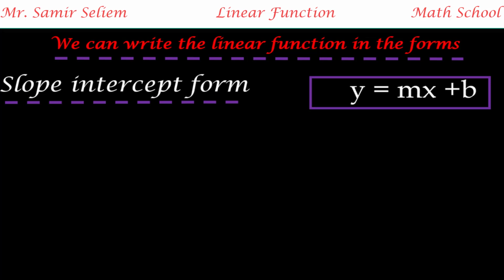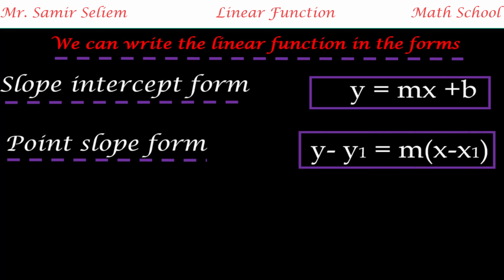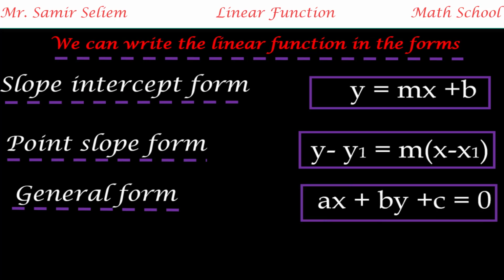And what is the second form? The second form is the point-slope form. The point-slope form is y minus y sub 1 equals m multiplied by x minus x sub 1. Here x sub 1 and y sub 1 is any point on the straight line. We can find it. What is the third? The general form. The general form is ax plus by plus c equals 0. This is the general form.